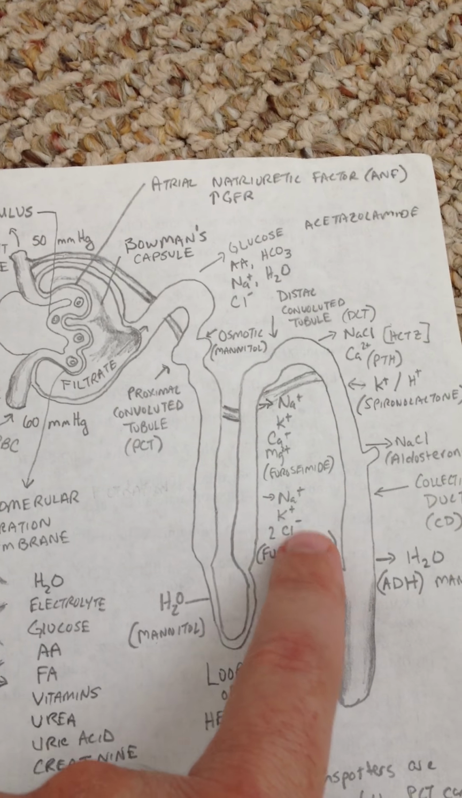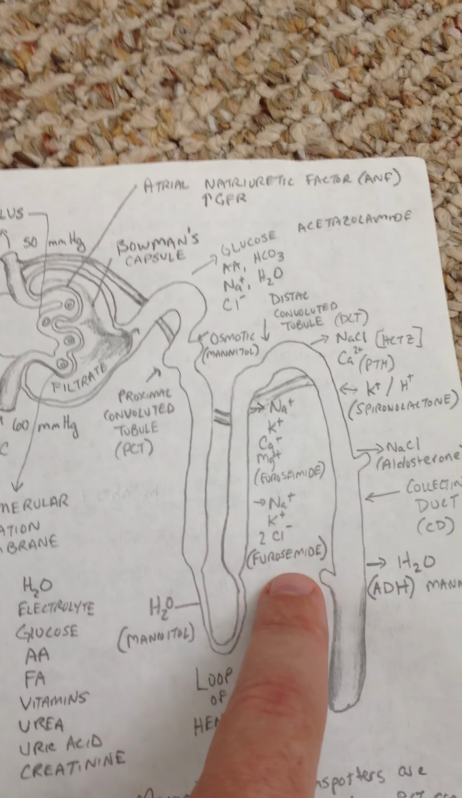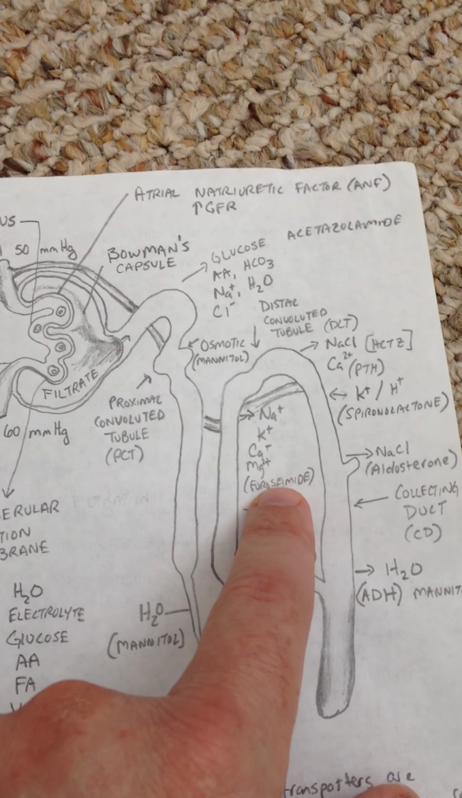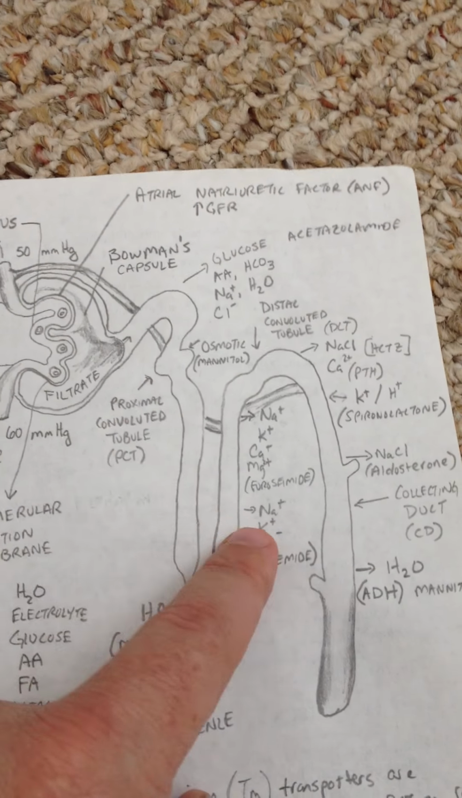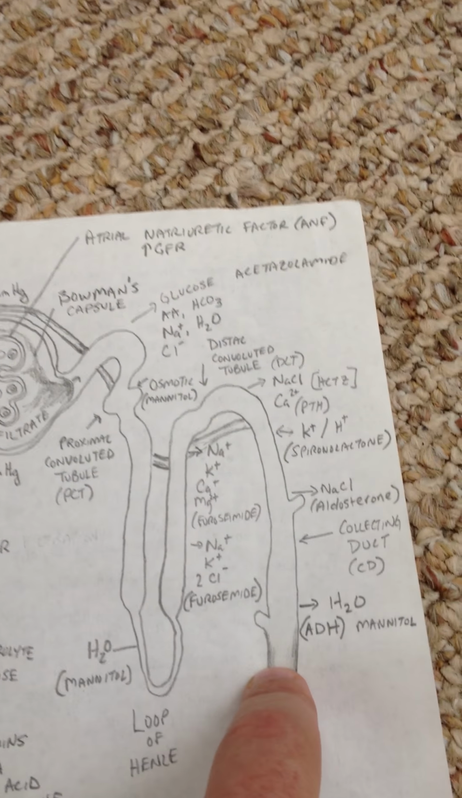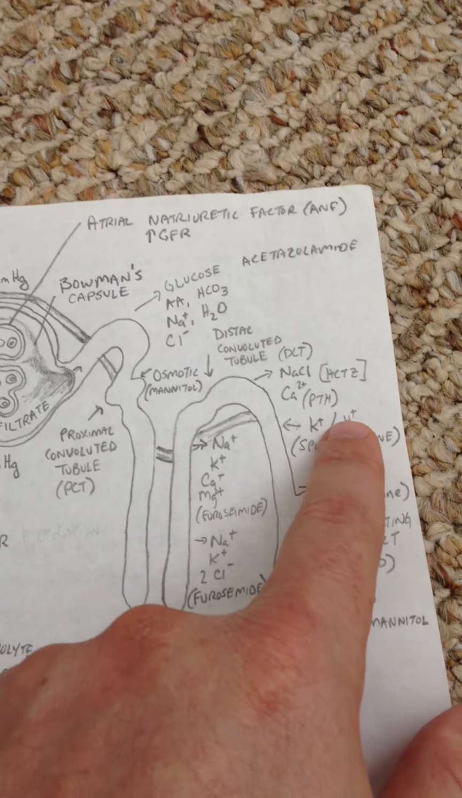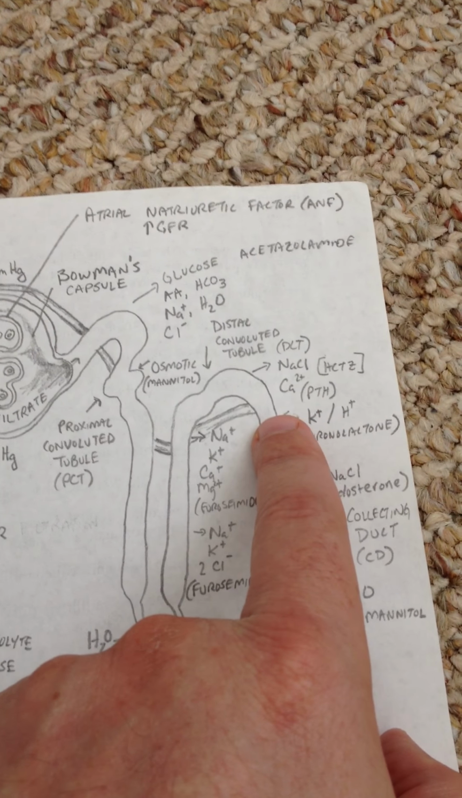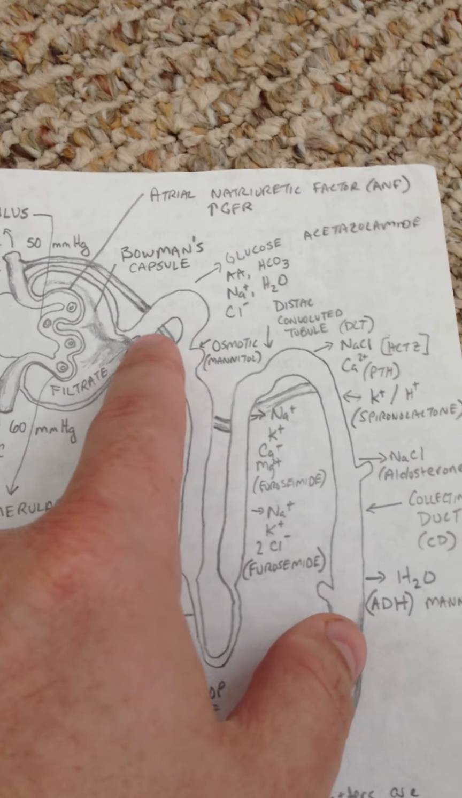Then we take out more sodium, potassium, chloride, calcium, magnesium. We take all this back out so we're not dumping it into the urine. So right here, we actually put potassium and hydrogen back in. So there's a reason here. What are we really looking at?